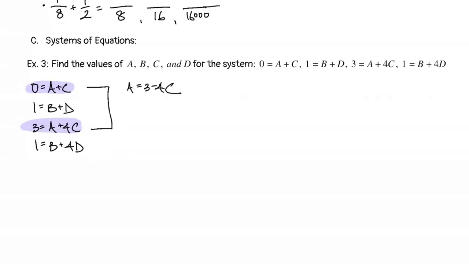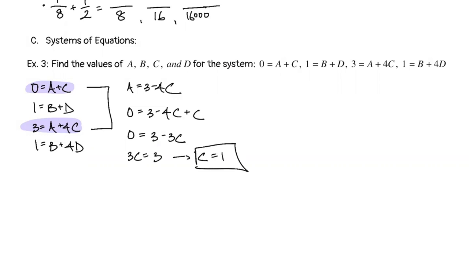And now everywhere we see the A, we're going to plug it into that other purple equation. So we get 0 equals 3 minus 4C plus C. We get 0 equals 3 minus 3C. All right, so what does that make C? Yeah, so I'm going to add 3C to both sides, and then I get C equals 1. Perfect. Okay.